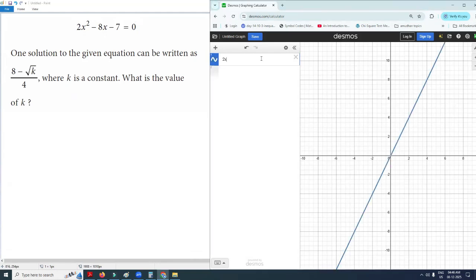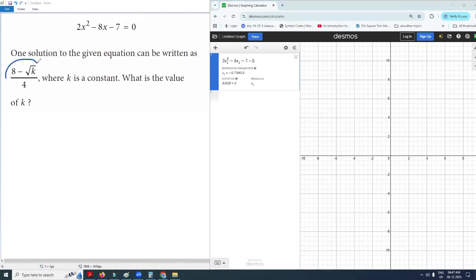So that is 2 times x1 squared minus 8 times x1 minus 7. Then we have to take the tilde sign 0. Okay, now let's consider the solution to the given equation. Actually, this is the value of the variable x in this equation. But in Desmos, we have x1. So we can take this one as the value for x1 in Desmos.